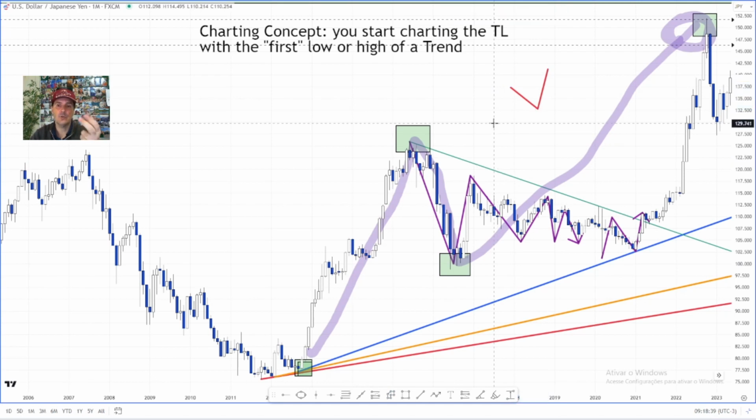Concept rule number two. When charting trend lines, I must not break bodies and tails or wicks of the candles. Am I breaking any bodies, any tails, any candlesticks, anything? No, we are not. Check again. You're starting the trend line with the first low or the starting point of an uptrend. Did we start in the right place with the blue? Yes, we did. So check again.